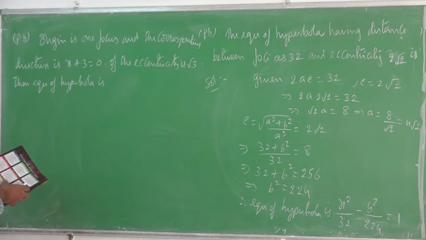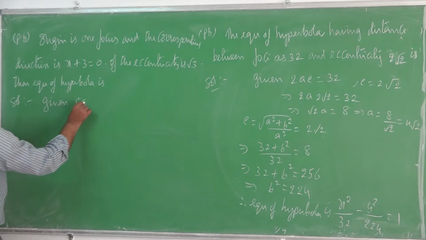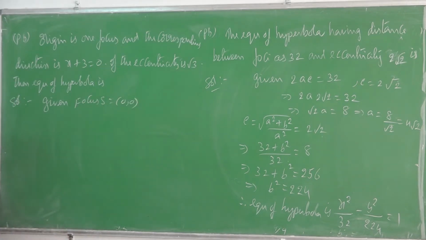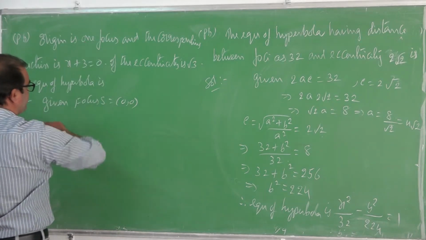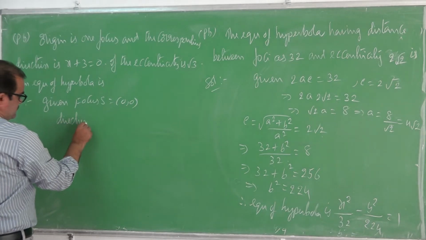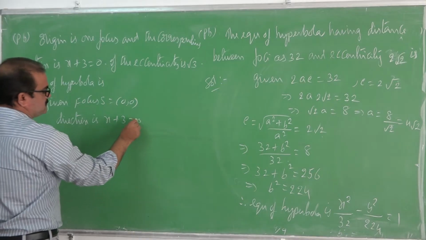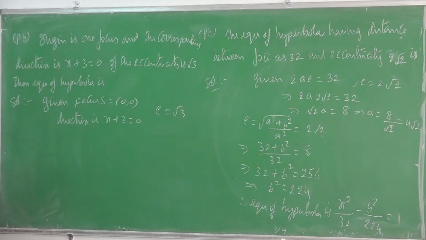You read the problem. What is given? Given focus S is equal to origin. Focus is origin. Origin is one focus. Corresponding directrix. Given directrix is x plus 3 is equal to 0. Eccentricity E is equal to root 3.